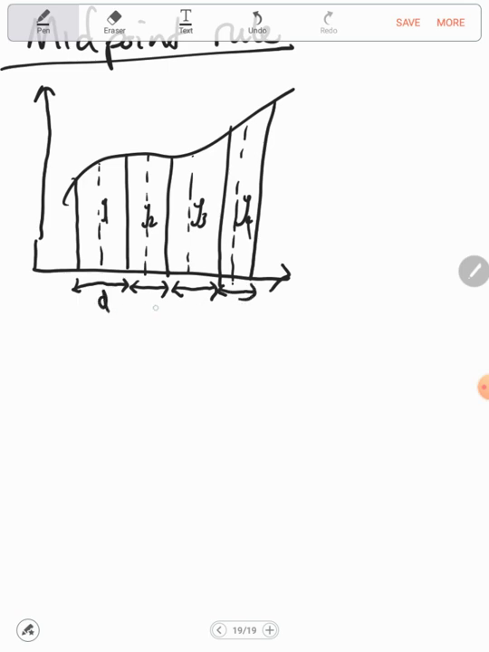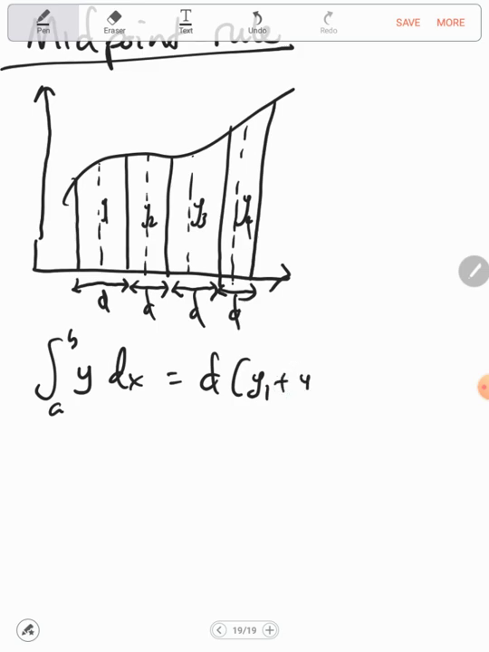The distances here are equal as well, so we have D. Here we find the y using the midpoint. So the area for the midpoint rule is just D multiplied by y1 plus y2 plus up to yn. So it's just the width multiplied by the y ordinates.